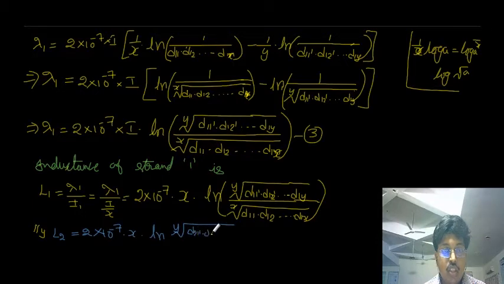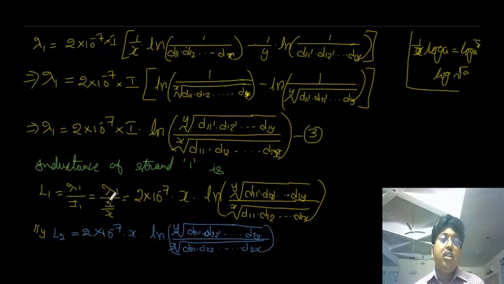d21 dash into d22 dash into so on d2y, divided by x through tau, d21 into d22 into so on d2x. Okay, we can obtain the inductances of each and every strand. Now we will find the total inductance.